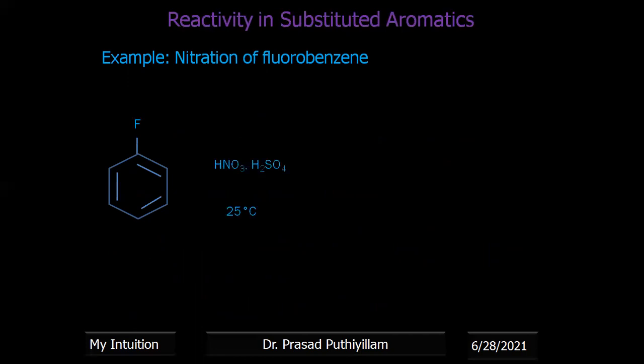Fluorobenzene can undergo a nitration reaction, and the expected product is... I'm not stuck here, I'm just giving you time. You can pause the video and check. Here fluorine has lone pairs of electrons, therefore the ortho and para positions have electron density. But fluorine is more electronegative than carbon and is the smallest atom, therefore electron movement is towards the fluorine.